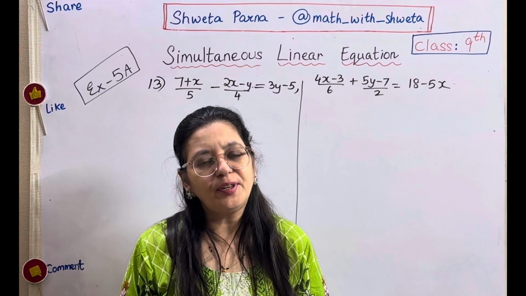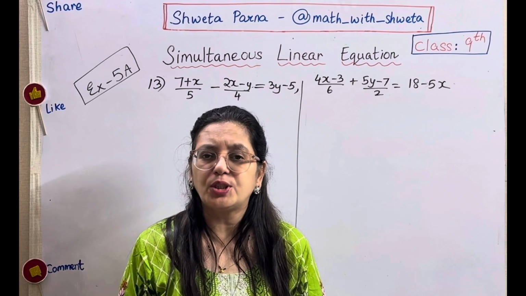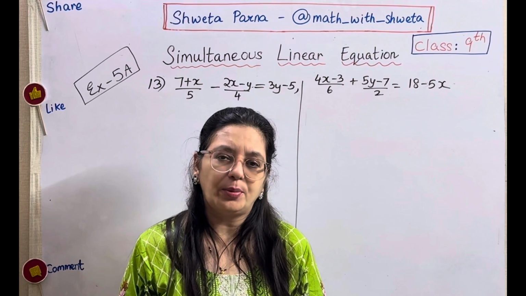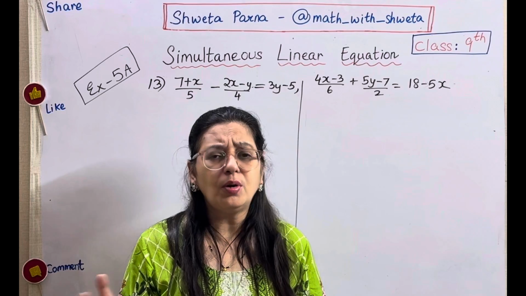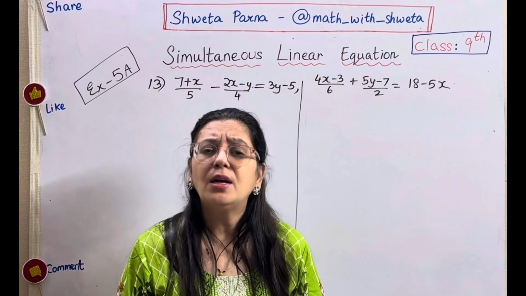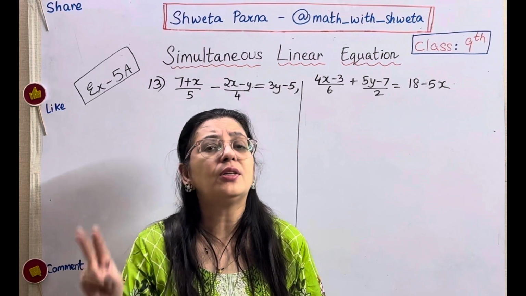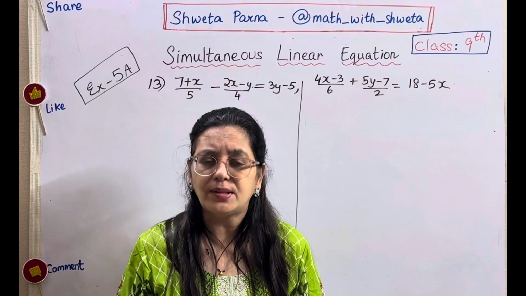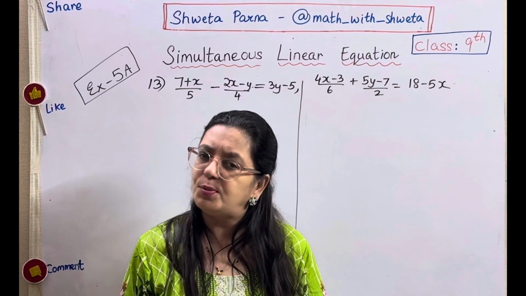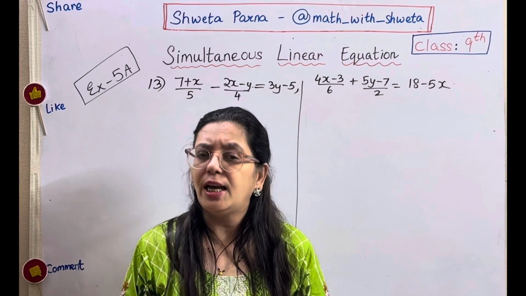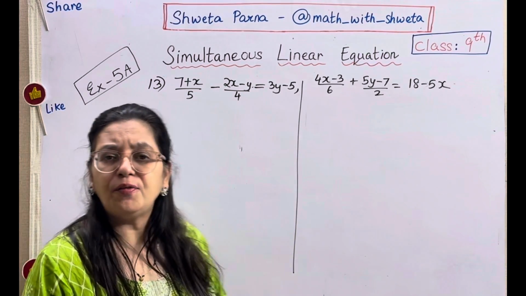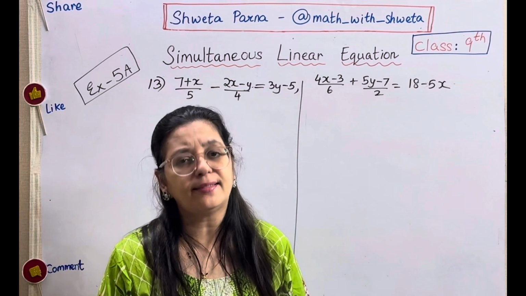Kids, in this video we are going to do some important questions on simultaneous linear equations. Linear equations can have one variable or two variables. Simultaneous linear equations are two equations with two variables, and you have to find the value of both the variables. We'll be following the elimination method.